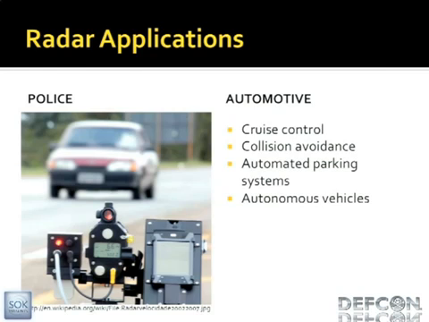They're using it for cruise control now, so your car can follow a certain distance behind the next car. Collision avoidance, so your car will apply the brakes right before you hit something. Automated parking, which I think is in the Prius, uses radar to figure out where the parking spot is. And autonomous vehicles in general are going to need a ton of this technology to figure out where they are in the near space.